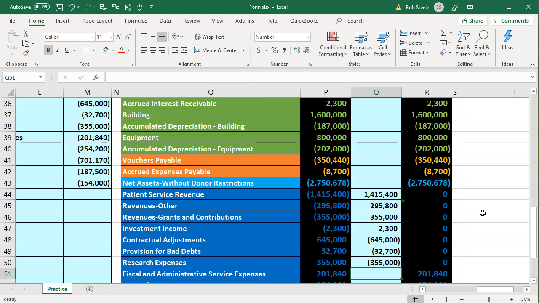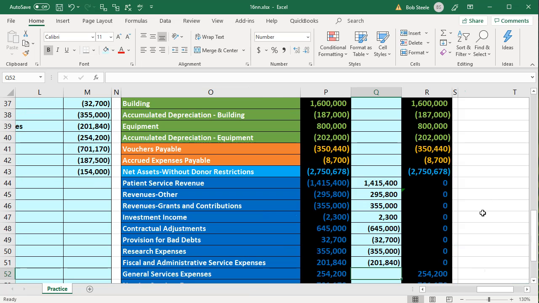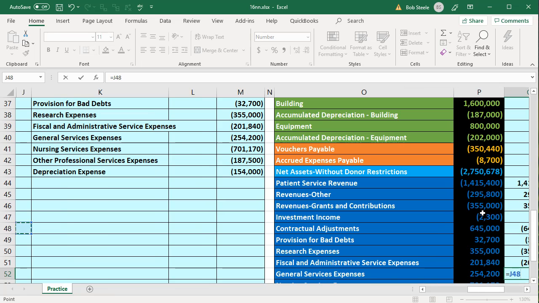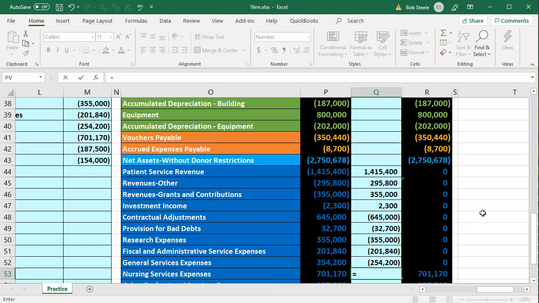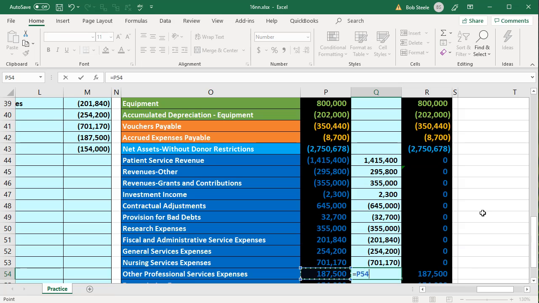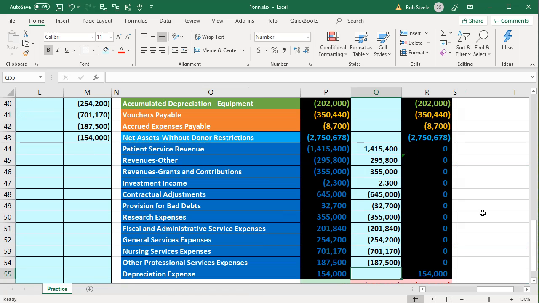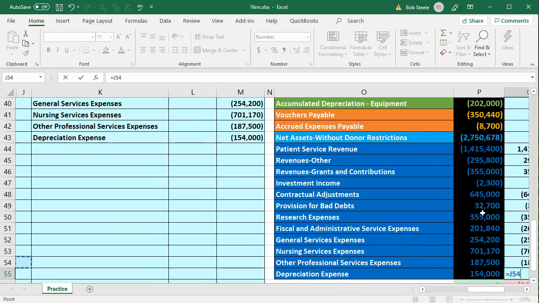Then we have the fiscal and administrative. So we're going to say equals. Scroll back up to the fiscal and administrative service, the 201,840 and enter. Then we have the general service expense equals. Scrolling back up to the 254,200. And then we have the nursing service expense equals. Scrolling back up to the 701,170. Two more, then we're going to say equals on the other professional. That's going to be the 187.5. And finally, depreciation equals the 154,000.